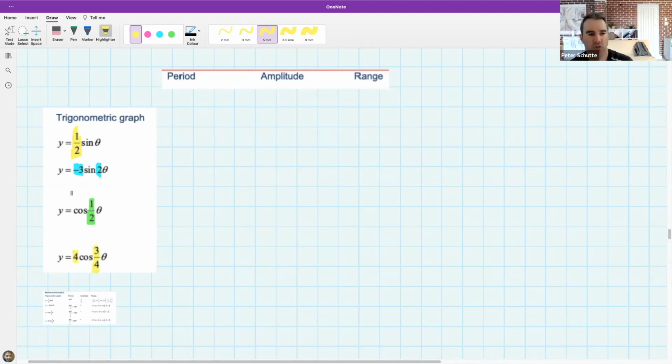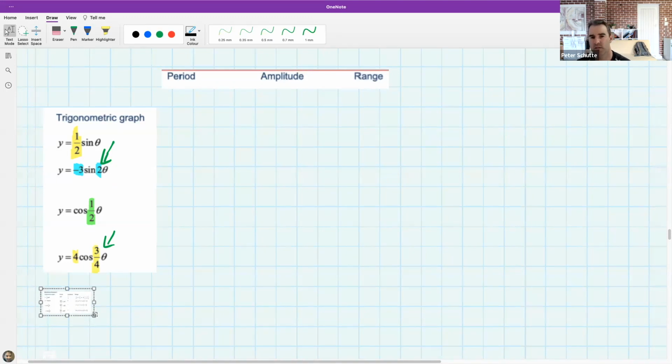Before we start answering this question, I want to know, what does this number in front of the angle do? Does anybody know what that affects or what that changes? Who can give me a hint in the chat there? What does that number in front of the angle change?